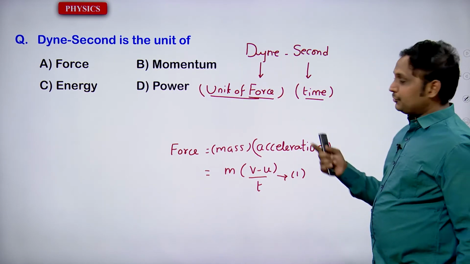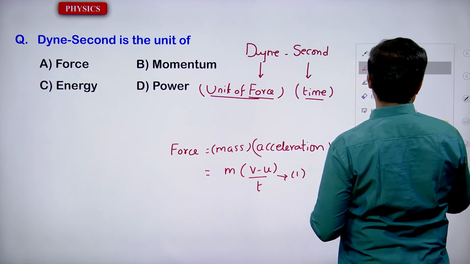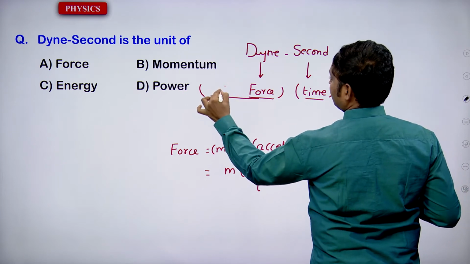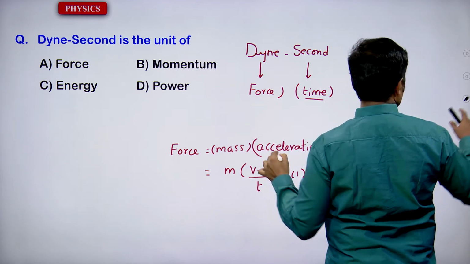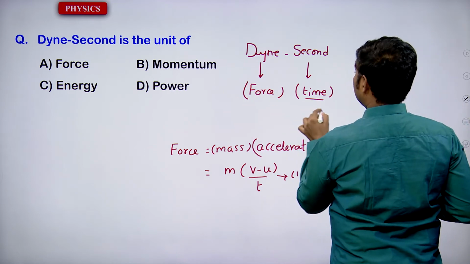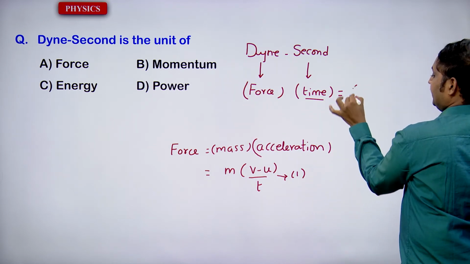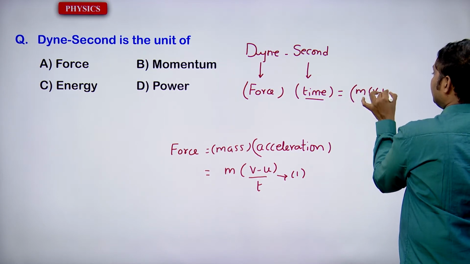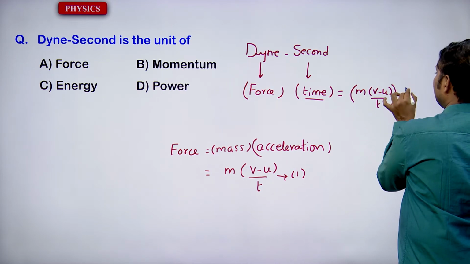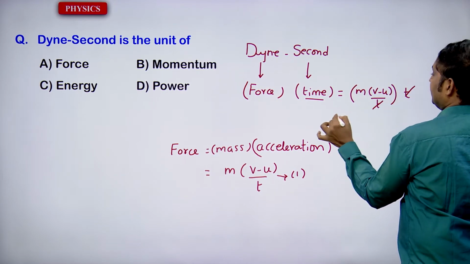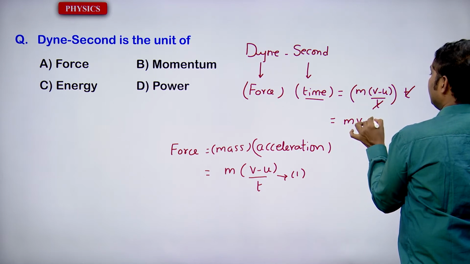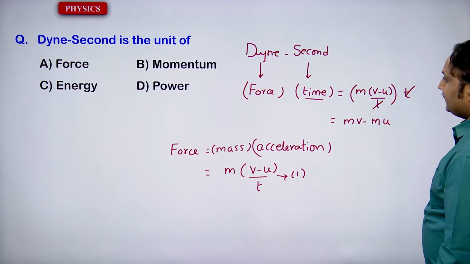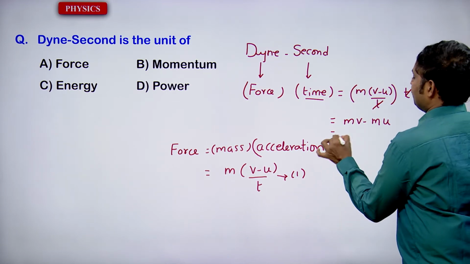Now, if you substitute this for force, you can go for this one, that is m into (v minus u) by t, into t. If you get this, that is going to give mv minus mu, it is very clear. Yes, it is going to be change in momentum.